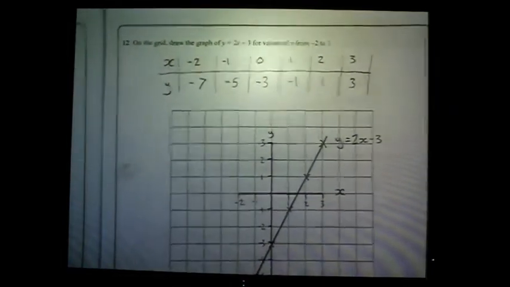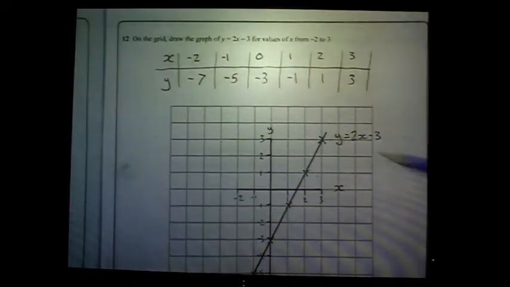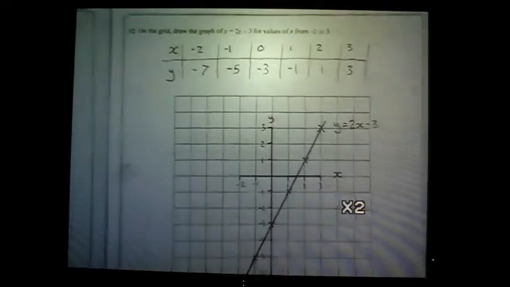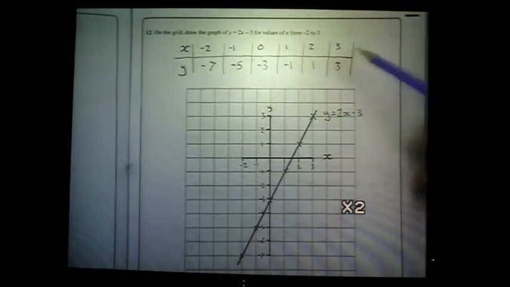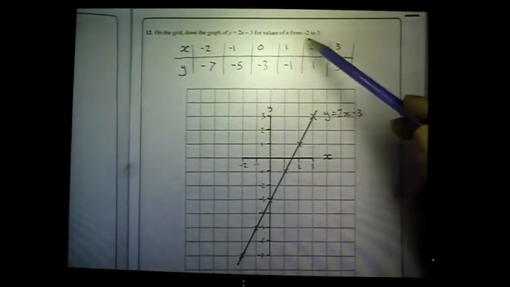Next one. Question 12. Linear graph. This is a nasty one, this, because they didn't give you a nice grid, or they didn't even draw you the thing underneath, but you know, we'll live on, we'll get over it. On the grid, draw the graph of y equals 2x take 3. Right, this is the bit. For the values of x from -2 to 3.